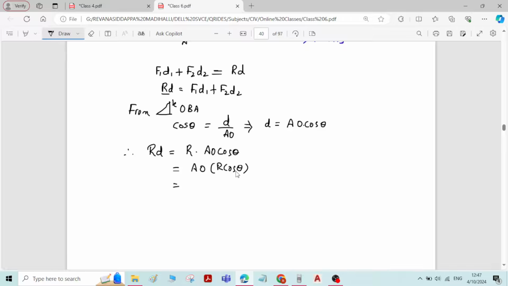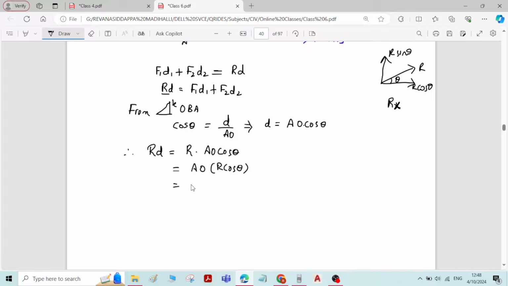What is R cos theta? R cos theta is nothing but the horizontal component of the resultant force. If we have the resultant force R at angle theta, its horizontal component will be R cos theta, and its vertical component will be R sin theta. For that horizontal component of the resultant force, I will write it as Rx, the component of the resultant force along the x direction.